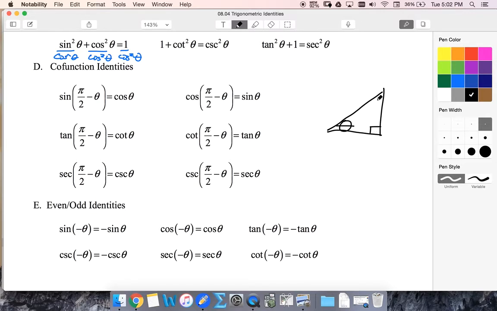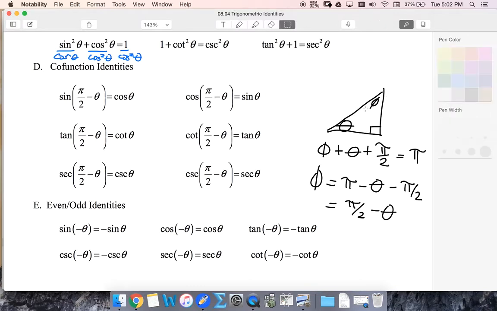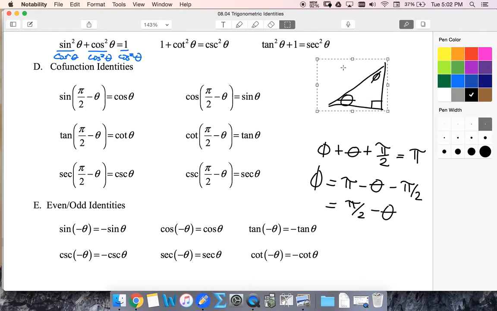So I know that if we make this angle phi, so phi plus theta plus pi over 2, that's my right angle. That all has to add up to a total of pi. So these are angle measures. So remember 180 degrees is pi, 90 degrees is pi over 2. That means that phi is equal to pi minus theta minus pi over 2, which is pi over 2 minus theta. Well, now, if I think about having sides of this triangle, I'm going to move it up a little so I can add some labels to it.